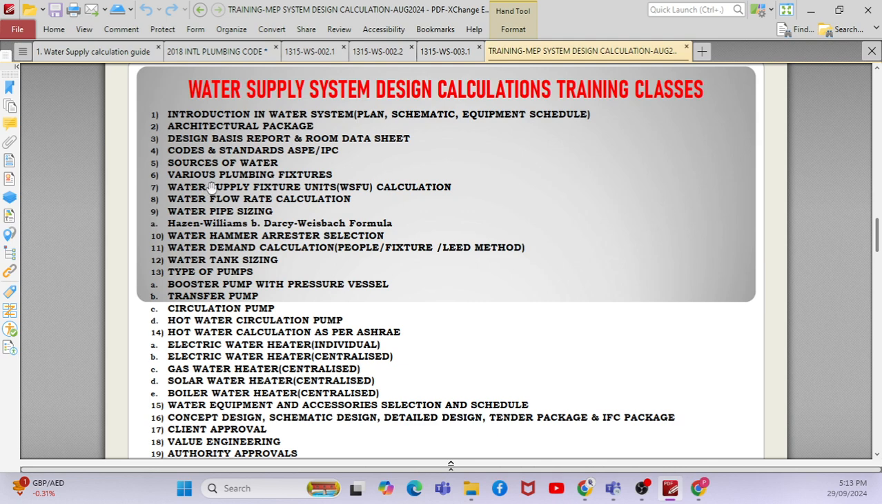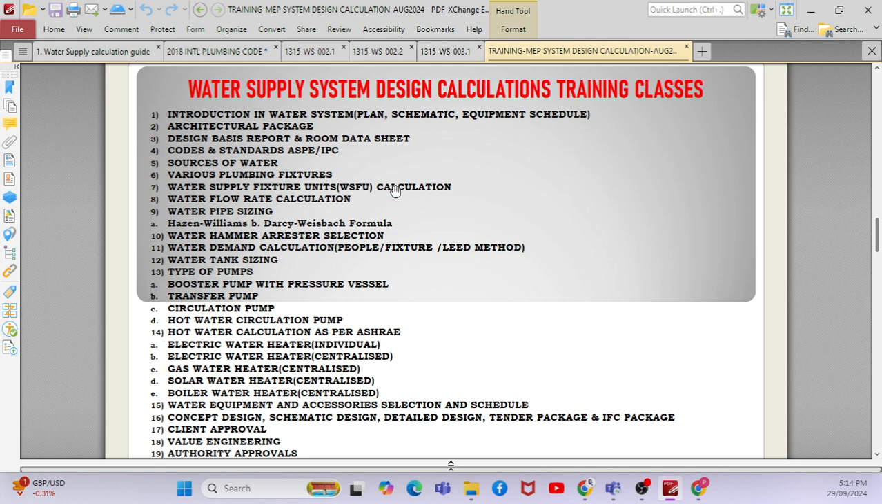Then we have seen various plumbing fixtures like WC, urinals, then wash basin, then ablution area, janitor, and different shower trays. We have seen the different plumbing fixtures. And for each and every plumbing fixture, we have seen how to calculate the water supply fixture unit calculation based on the International Plumbing Code. Clear, right?